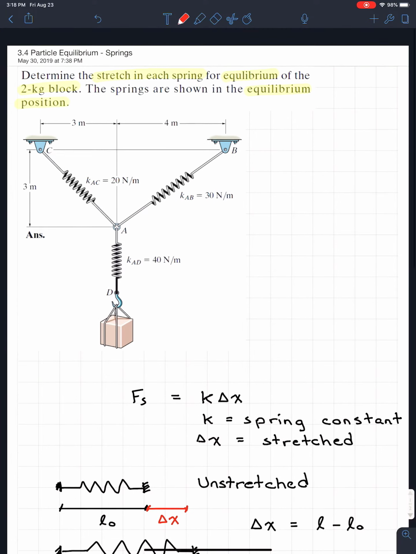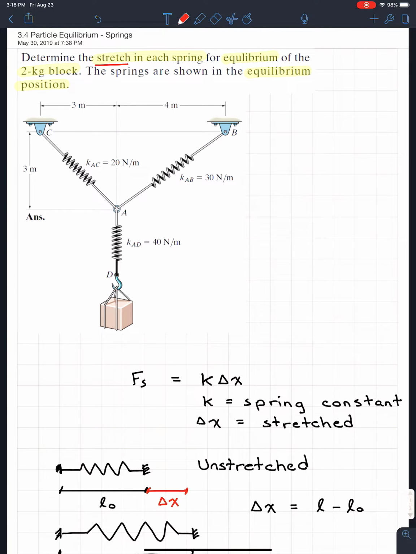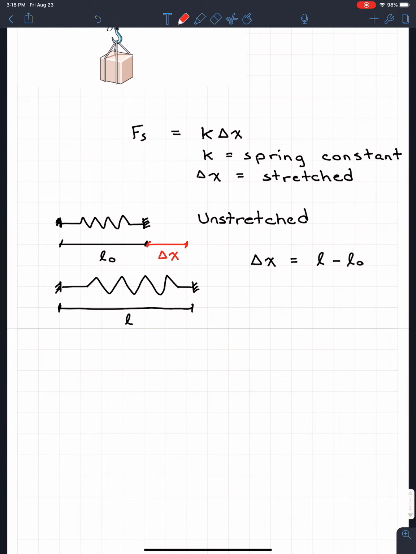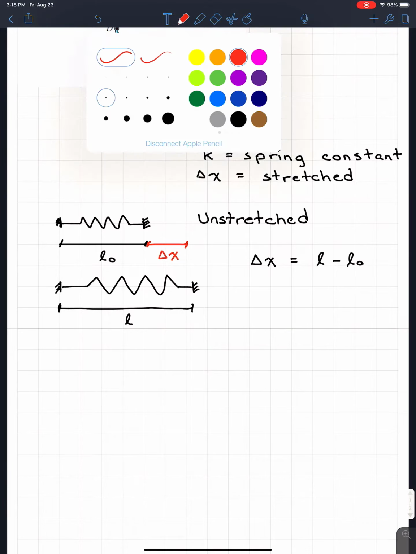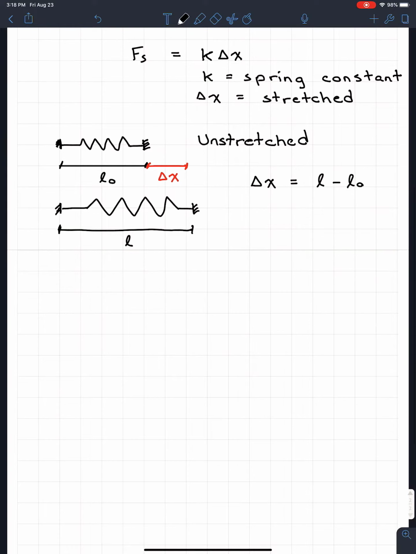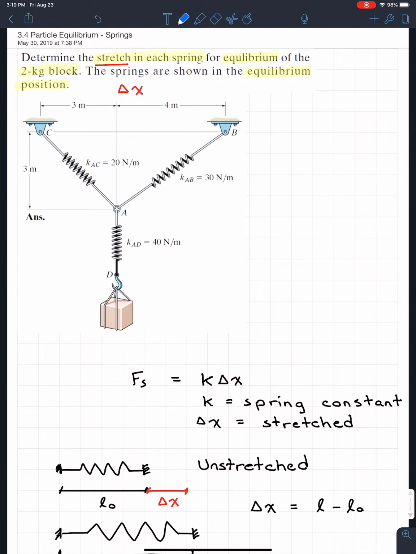So in this question, when it says determine the stretch of each of the springs, it wants that delta X. It doesn't want to know the total length of the spring afterwards. It just wants to know how much it should stretch relative to its original position. So this formula, like I said, is pretty simple. We have the force of the spring on one side, and on the other side we have K times delta X. In this question we're really just solving for delta X, and the K values are all given for each of the springs. As you can see, we have KAC, KAB, and KAD.